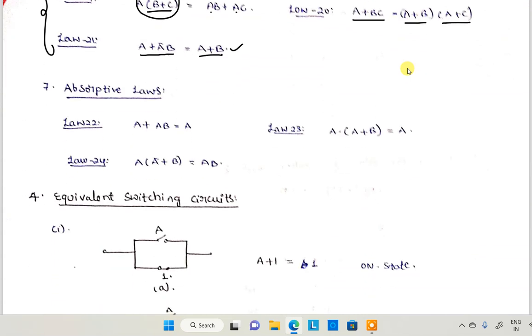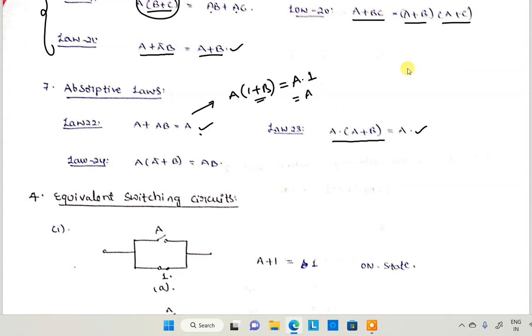So next, the absorptive law. A plus AB is equal to A. How to show A plus AB is equal to A? Here the common factor is A, so A into 1 plus B. The value of 1 plus B is 1, so that will be equivalent to A. Okay, this is the law. This is A into A plus B is equal to A. A into A plus B is also A.